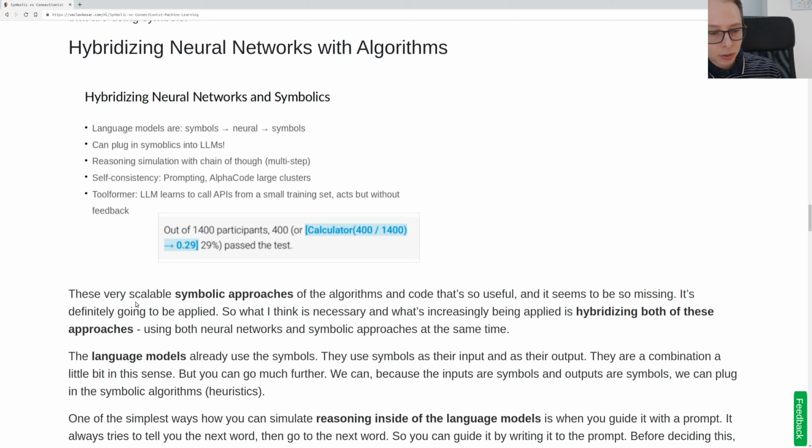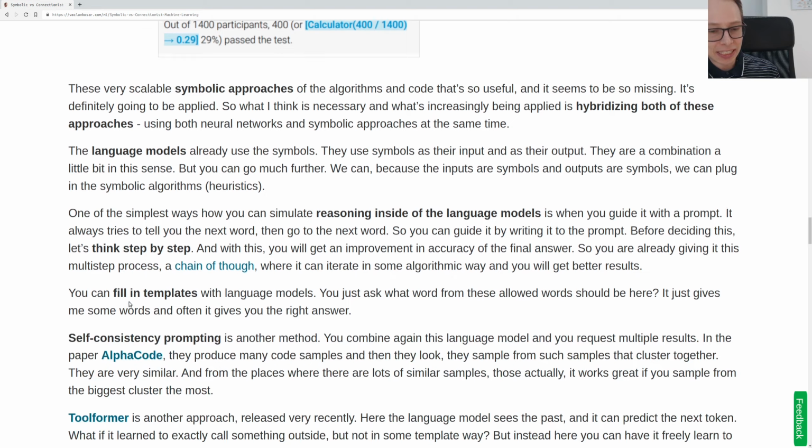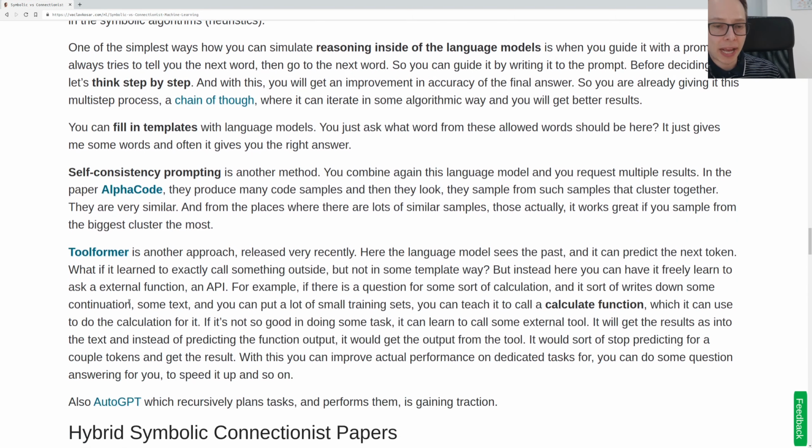And how can we hybridize algorithms? How can we hybridize code with neural networks? How can we do reasoning? For example, there is this chain-of-thought prompting approach, which I have actually posted about. If you think about something very difficult, do you immediately answer the correct answer, or do you actually do multiple steps? You're trying multiple approaches, so you are thinking step by step. That's what's done in large language models as well.